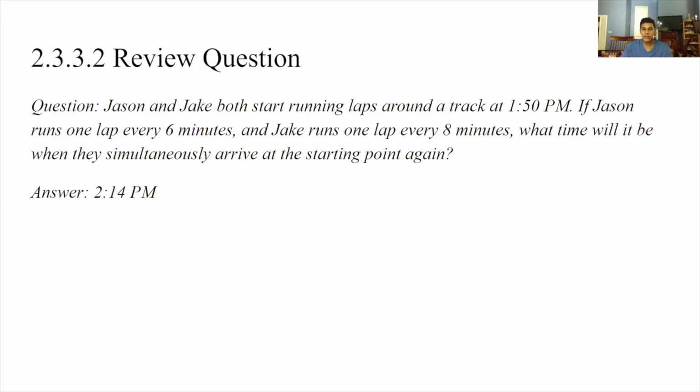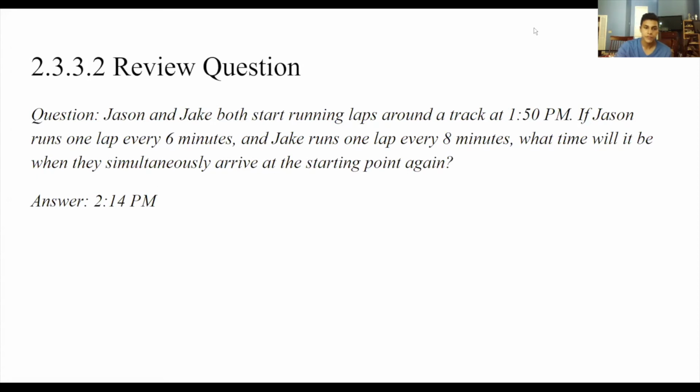So really, if we know that they'll be back at the starting point at multiples of however long it takes them to run one lap, then all we need to do is find the least common multiple of how long it takes each of them to run a lap. And since it takes 6 and 8 minutes, we only need to find the least common multiple of 6 and 8, which means that we need to first find the prime factorization of both of those numbers.